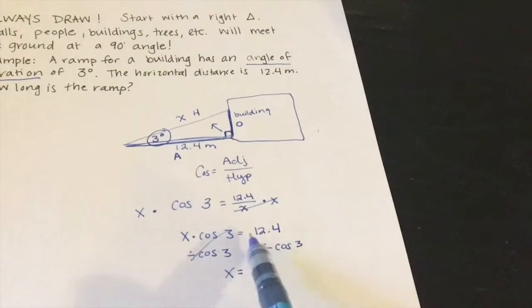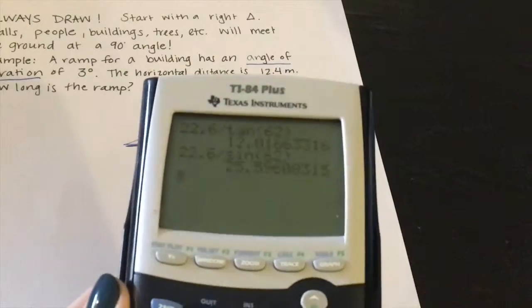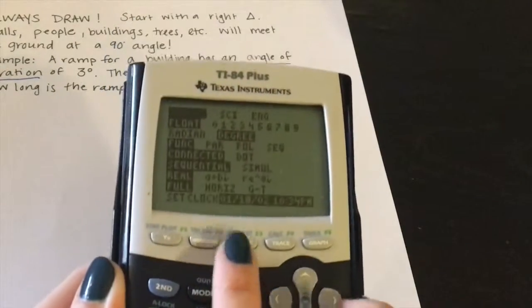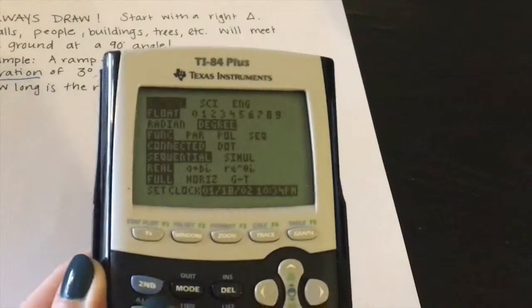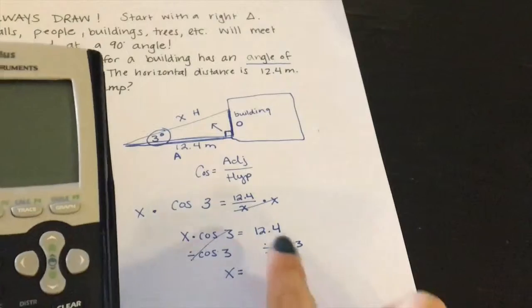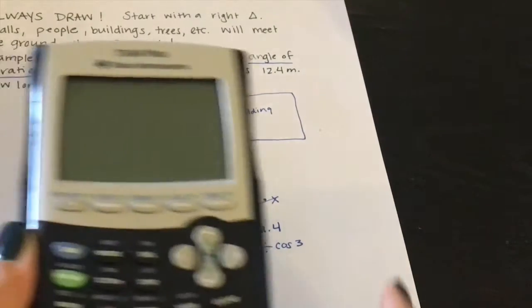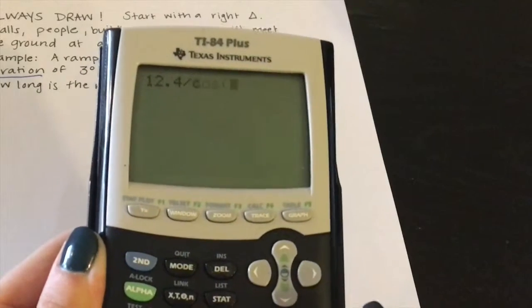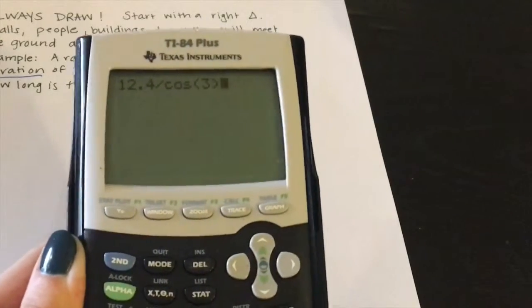To do this, I'm going to use my calculator. 12.4 divided by the cosine of 3. Anytime that you are using your calculator, you want to make sure that you are in degree mode. So hit mode and make sure that your mode is degrees, because currently in geometry, we're studying angles in degrees. So 12.4 divided by the cosine of 3.